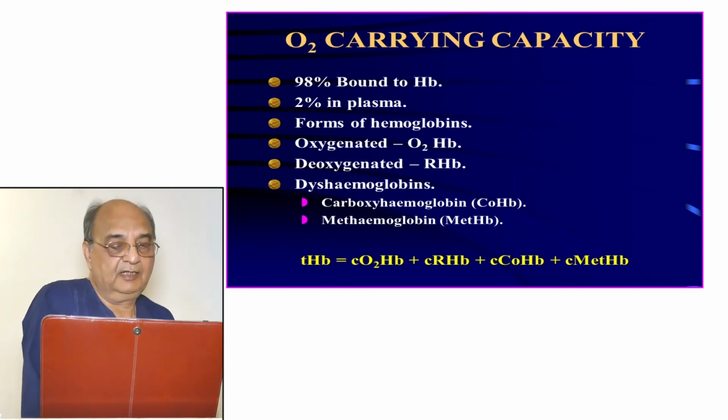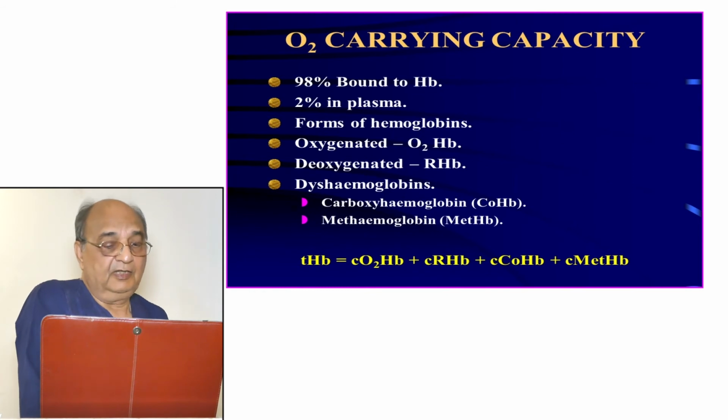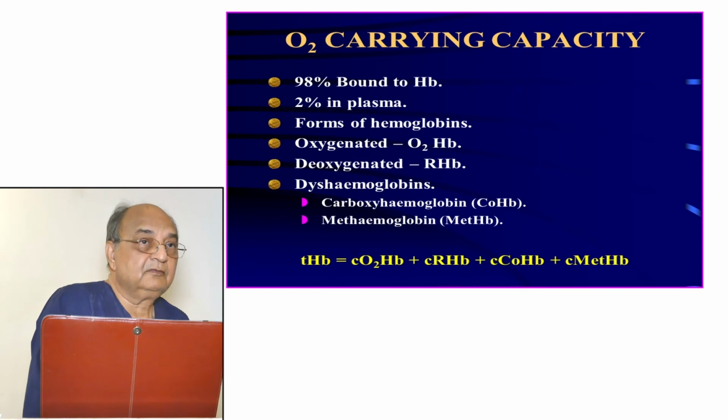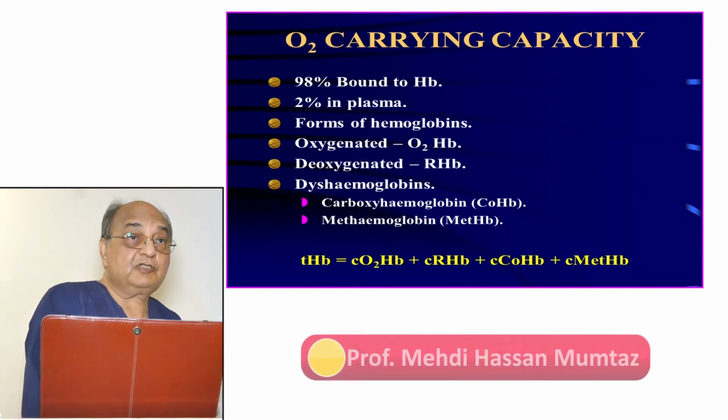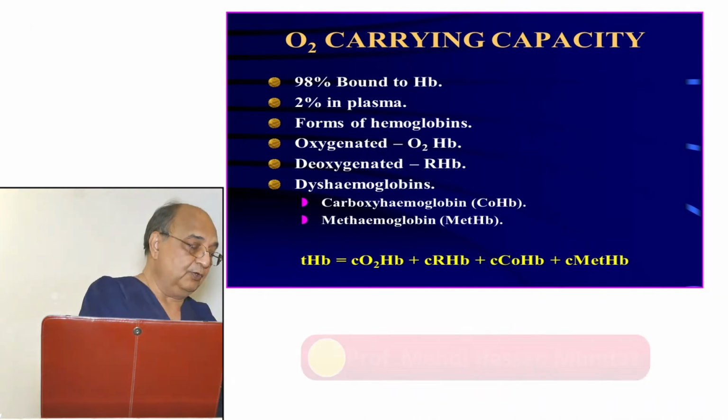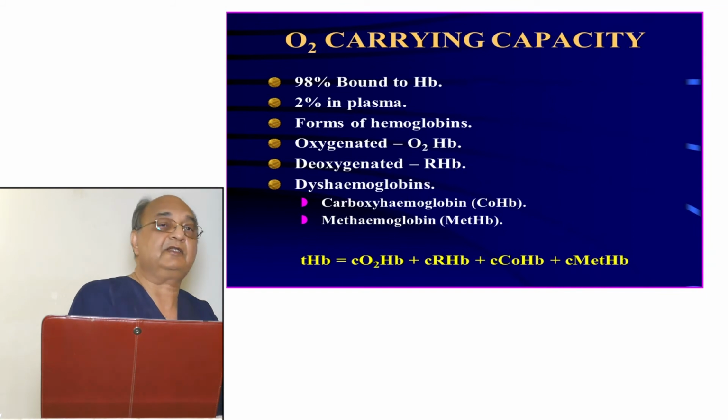If you look at this, in deoxygenated hemoglobin we know there is no oxygen on the hemoglobin. What is carboxyhemoglobin? The carbon monoxide combines with it. What is methemoglobin? Methemoglobin is oxidized hemoglobin. In saturated hemoglobin, the oxygen just goes and sits there. There is no chemical reaction. When there is a chemical reaction, it is called oxidized hemoglobin.